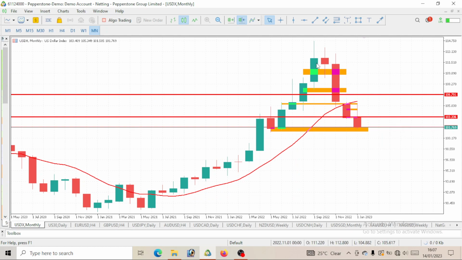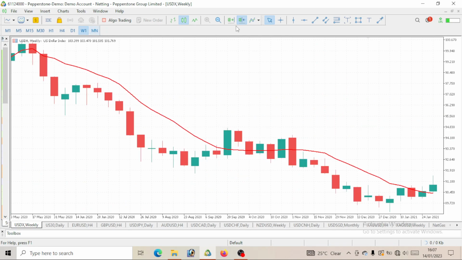Anyway, we can see that price is now trading below this 10 period moving average. So if you're a long-term trader or a position trader, what you want to do is wait for a setup to go ahead and sell on this DXY or USD index. That should take us to the weekly time frame.